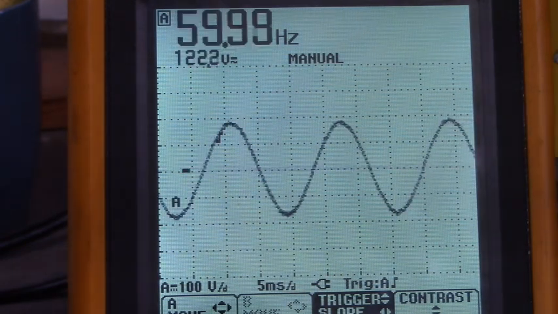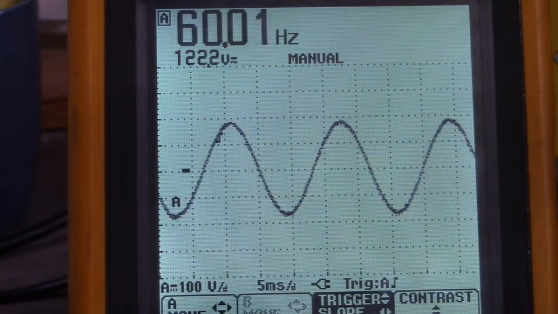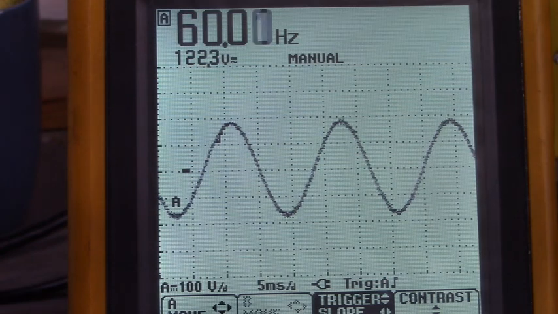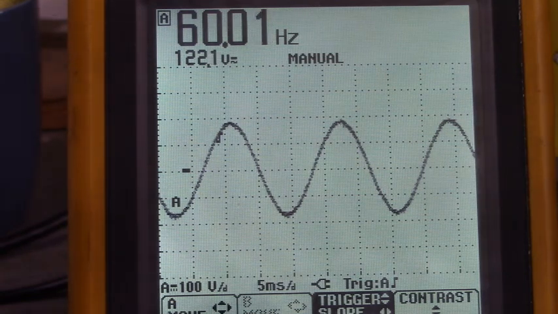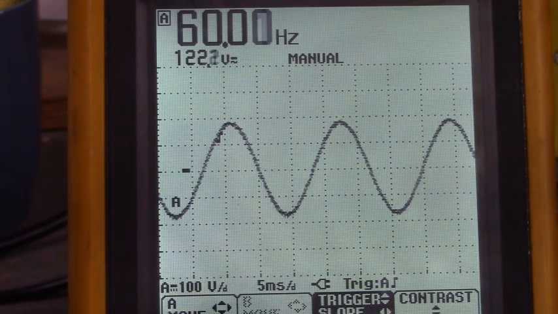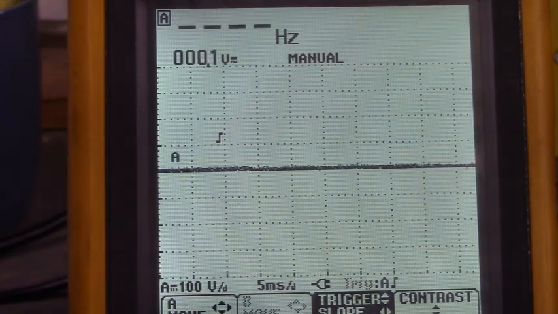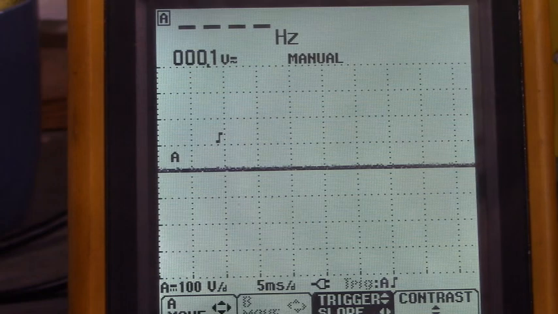Whoops, slipped off of it. That is 60 hertz right there, and a peak of about 170 volts on the positive side, 170 volts on the negative side. The next thing we're going to look at is the voltage across that Zener diode. So let's bring this down a little bit.